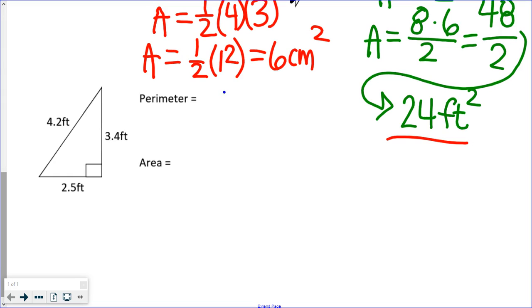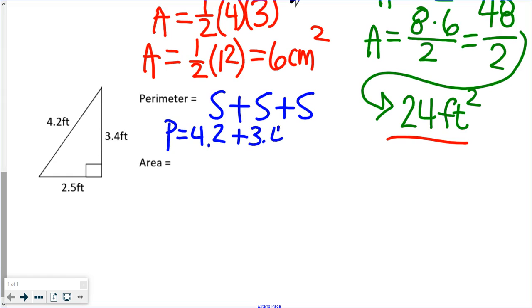All right, perimeter, again, side plus side plus side. So perimeter equals 4.2 plus 3.4 plus 2.5. Add those all up and you'll get an answer of 10 and 1/10 feet. So our perimeter is 10 and 1/10 feet, 10.1 feet.